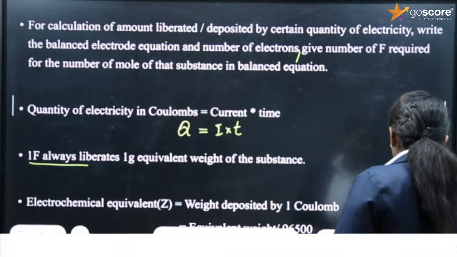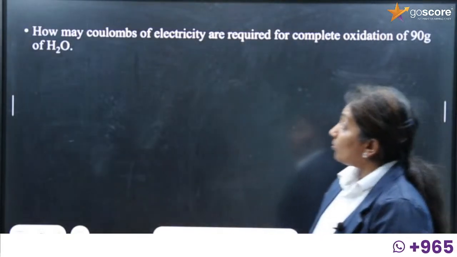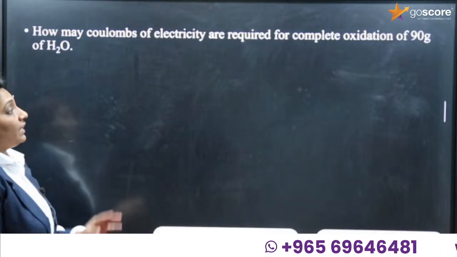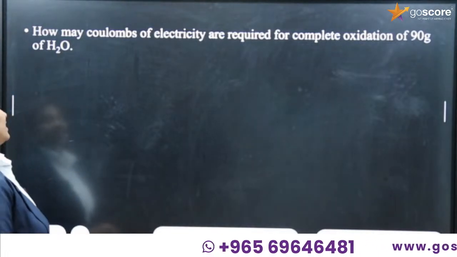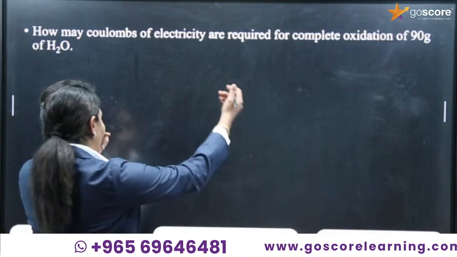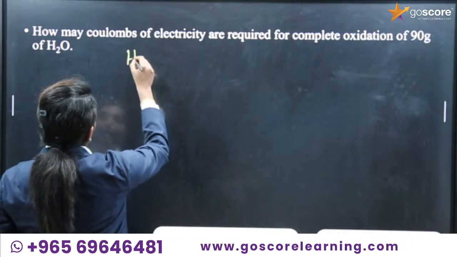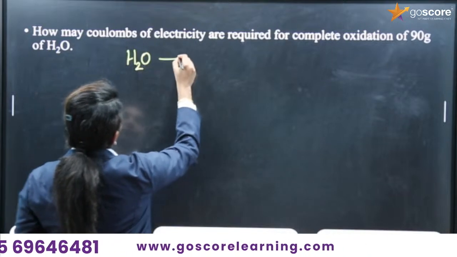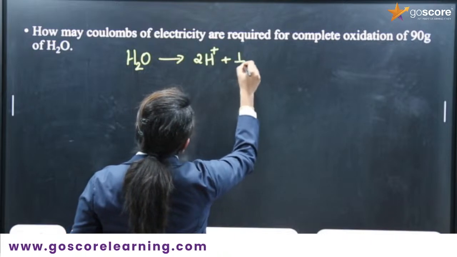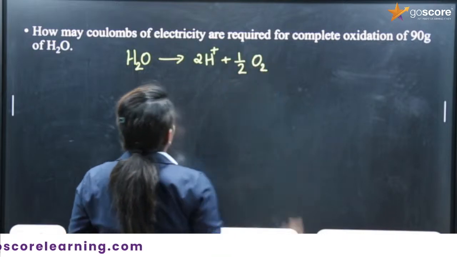Now let's see one numerical based on this. How many coulombs of electricity are required for the complete oxidation of 90 gram of water? Okay. So first we can write the balanced equation. Okay. H2O dissociates to give 2H plus and half O2, right?